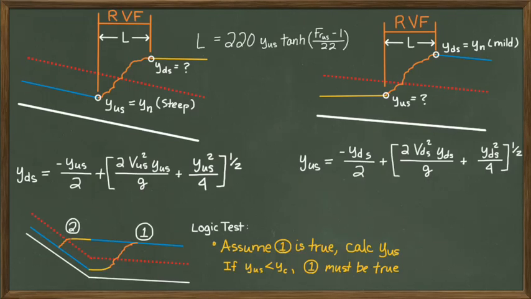If we calculate the upstream depth of a jump in the mild channel to be greater than the critical depth, then we just proved that the flow was never supercritical. Therefore, no jump can form. If we prove scenario 1 to be false, then the jump must occur in the steep section. Once we know where the jump is located, we can start analyzing the correct GVF profile length to determine the exact stationing where the jump will occur in the channel.